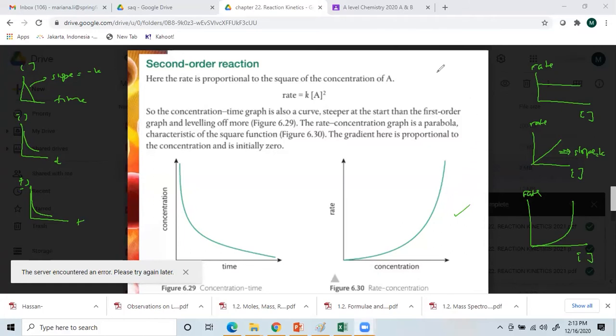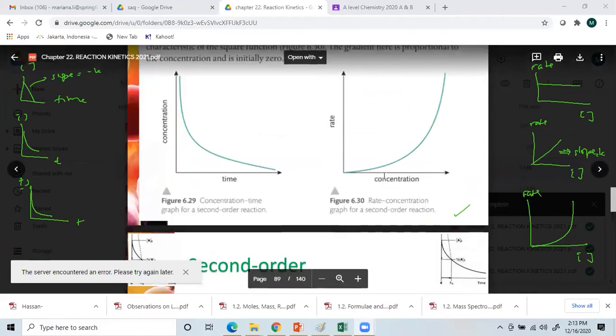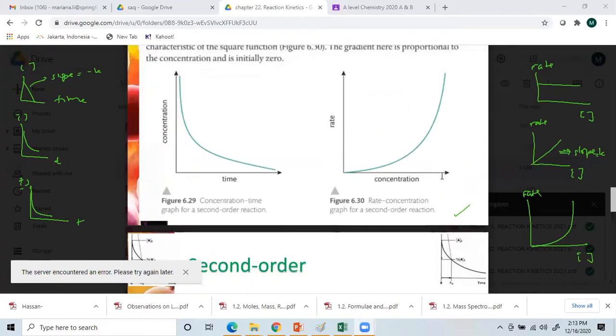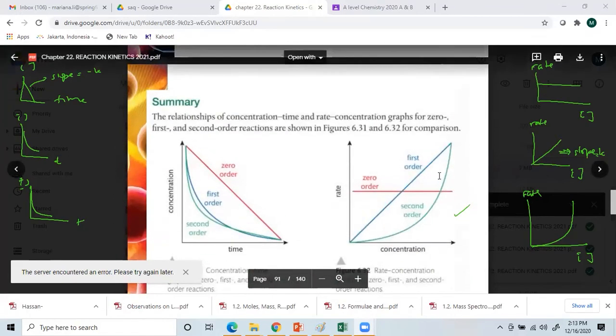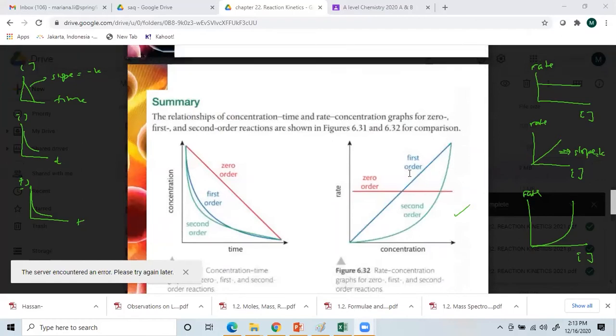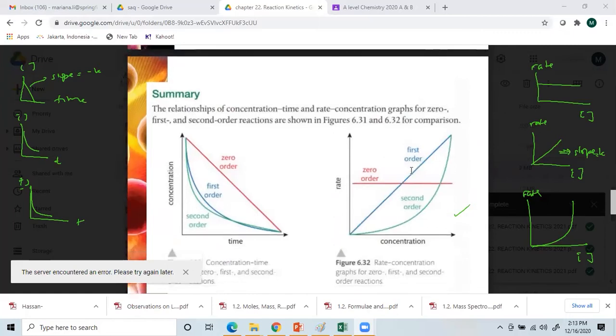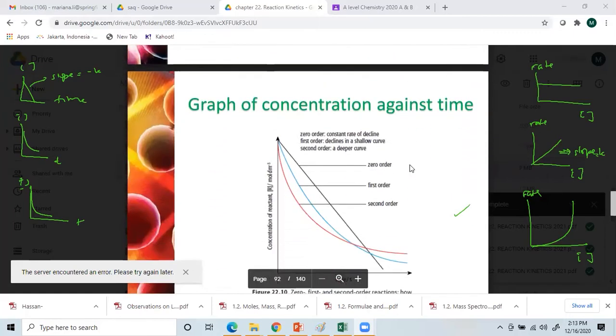So if you plot the data and you get one of these types of curves, then you can find the order of reaction. This is the summary: the zero order, first and second, like this.